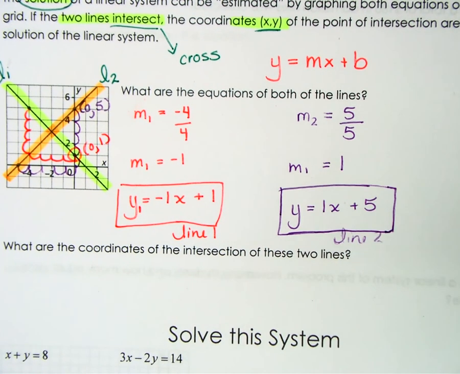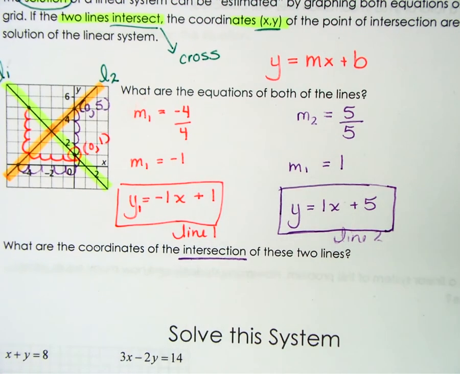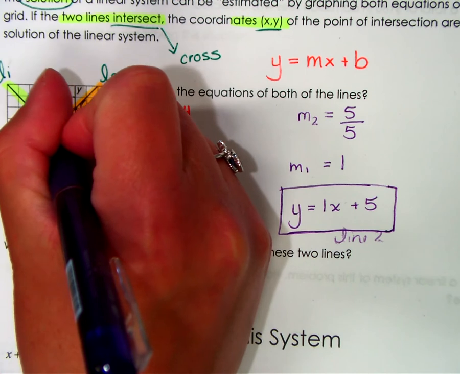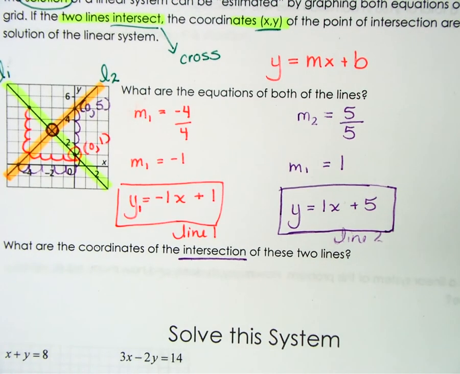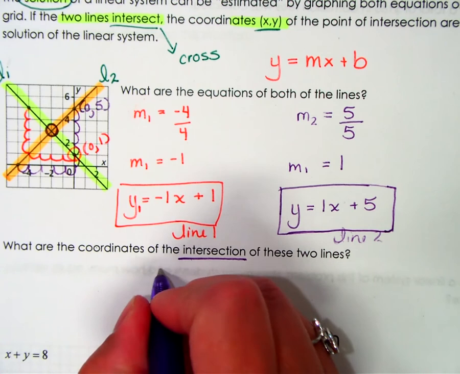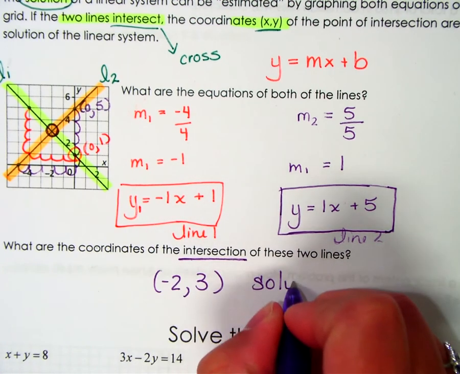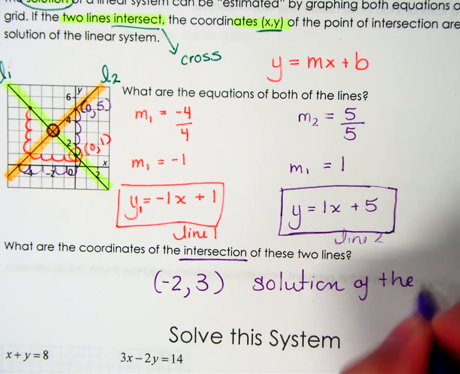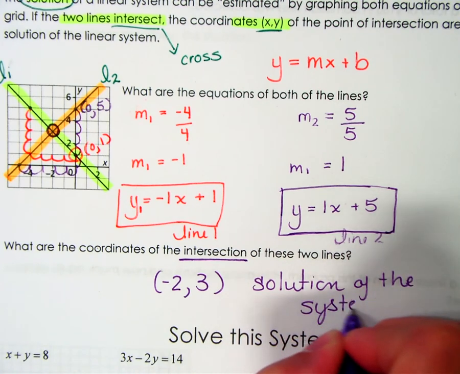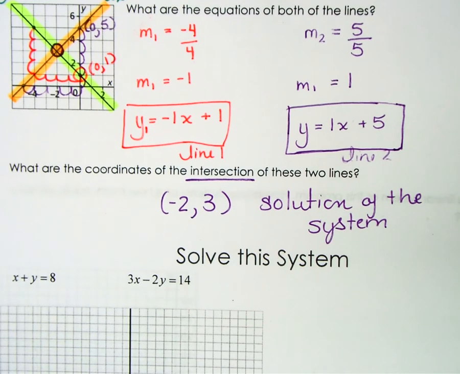Okay, so what are the coordinates of the point of intersection? So that's where those 2 lines cross. So I'm looking for that coordinate pair right there. -2, +3. And that's the solution of the system. That's the solution of the system right there. It's just where the lines cross.